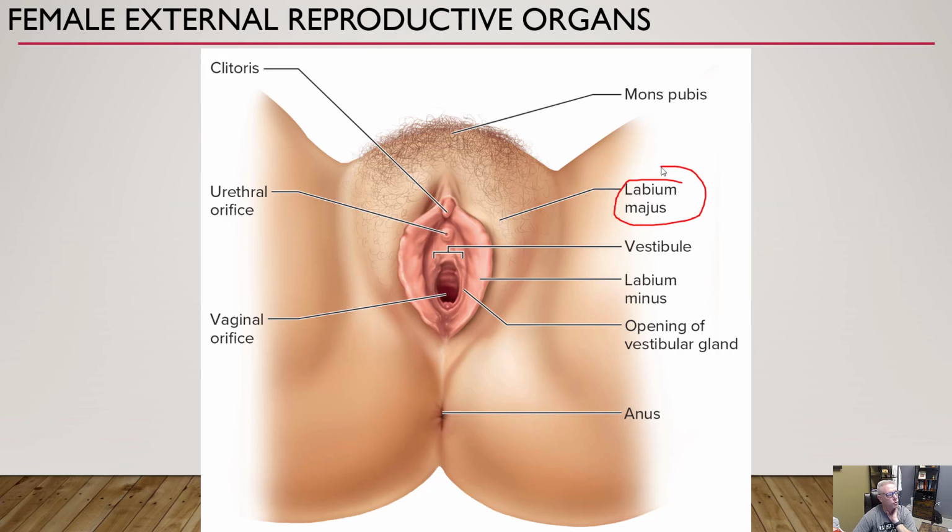So here you can see the labia majora. That's just on the outside. The labia minora would be more on the inside. There's the vestibule gland, and I guess I labeled the labia minora wrong. The vestibule gland is more on the inside. And then your clitoris is here. That's the erectile tissue. That's analogous or very similar to the male penis.